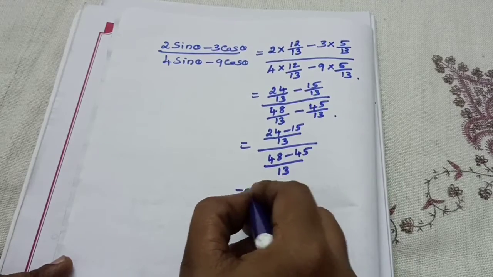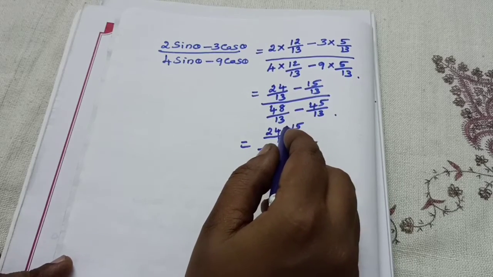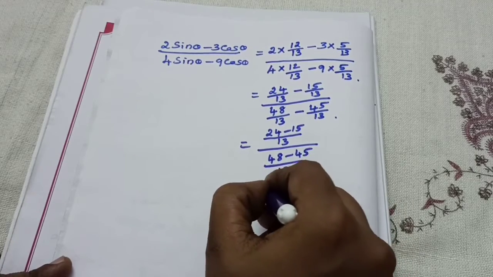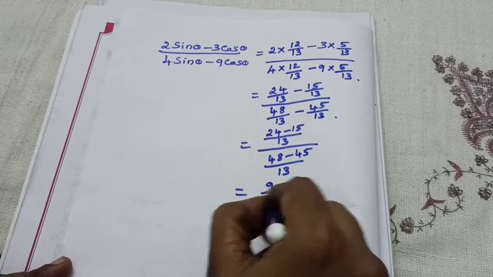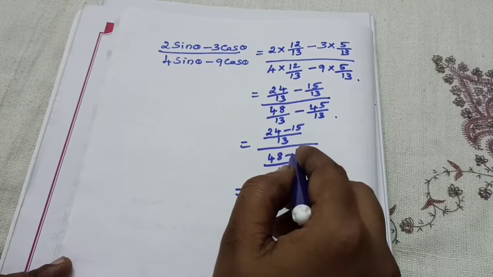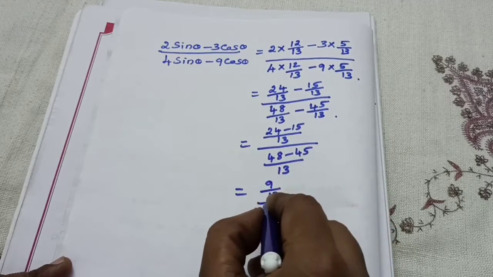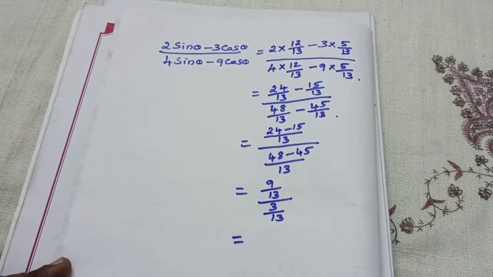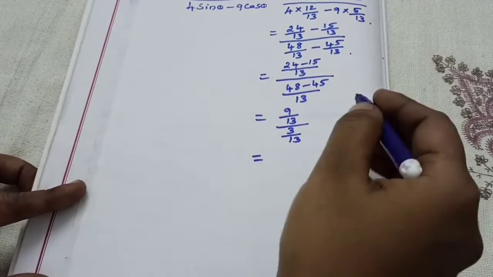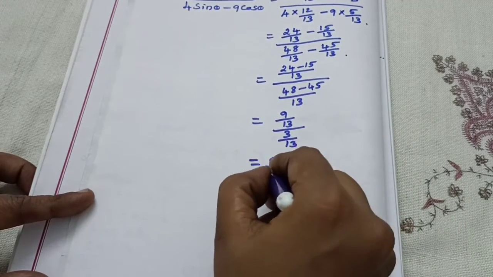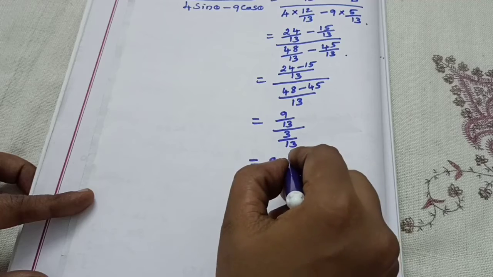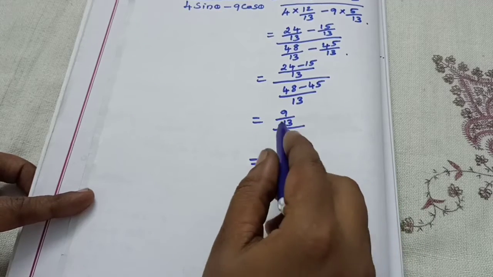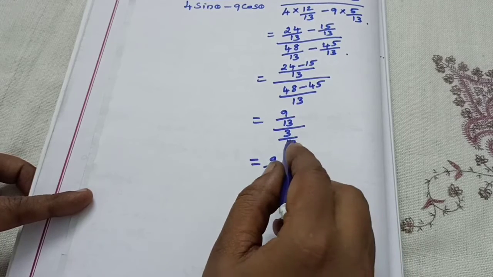Then we subtract. 24 minus 15 is what? 9, isn't it? 9 divided by 13. The whole divided by 48 minus 45, which is 3, isn't it? 3 divided by 13. Then take the reciprocal. What's the reciprocal here? 9 divided by 13. For the denominator, take the reciprocal and you should multiply. Then the numerator value you should write like that.